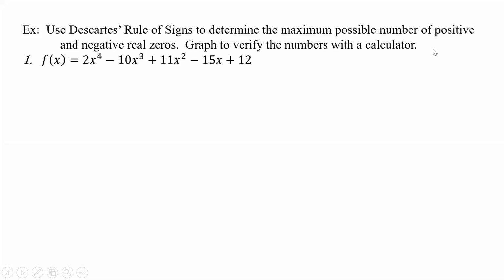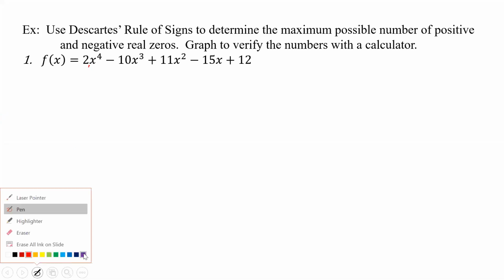All right, so now we're supposed to use Descartes' rule of signs to determine the maximum possible number of positive and negative real zeros. And then we're supposed to graph to verify the numbers with calculators. So we're not actually going to calculate them all, we're just going to verify it. Okay, so sign changes.